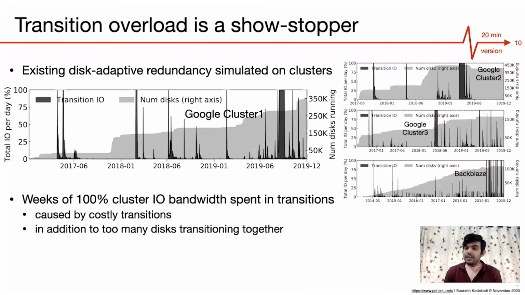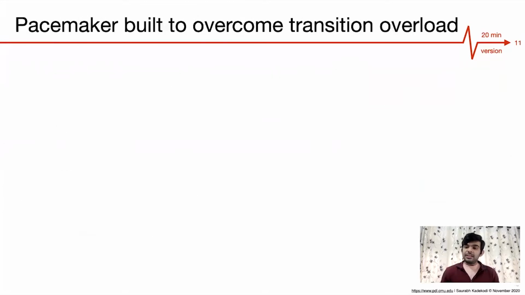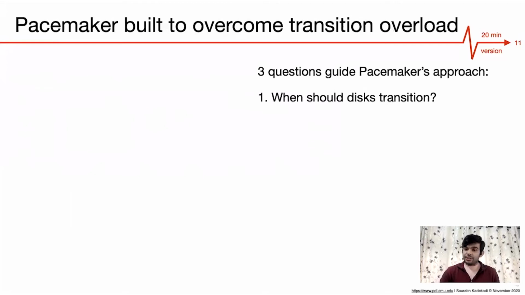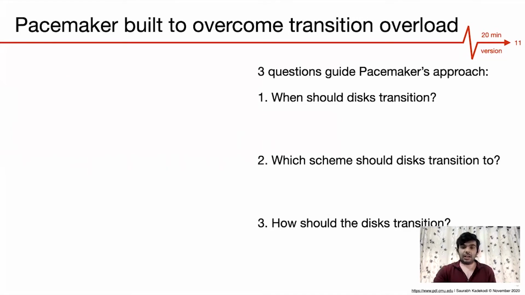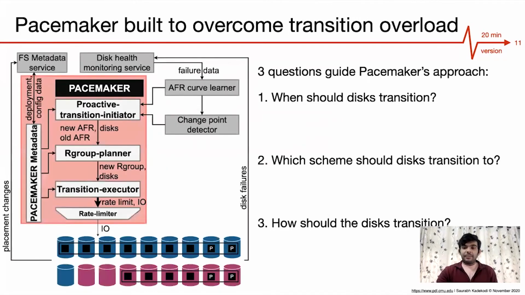Pacemaker, our system, is designed to overcome transition overload. Pacemaker is designed around 3 crucial questions. When should disks transition? Which redundancy schemes should disks transition to? And how should the disks transition? This is Pacemaker's architecture diagram, and I'll go over the components of Pacemaker in the context of these questions.